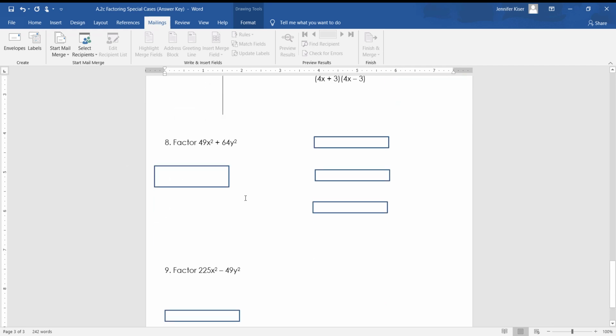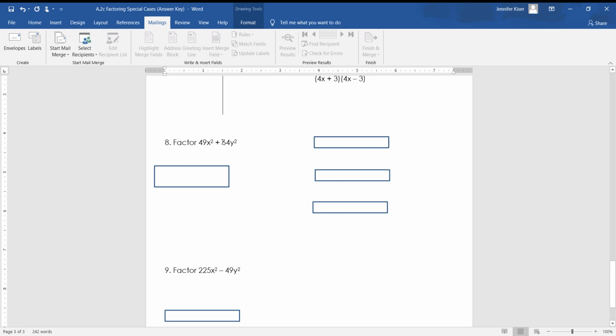So for number 8 here, 49x squared plus 64y squared. For this one, there's not a GCF you can factor out from both to start. So you can just move on to the other steps there. So I would check to make sure both of these are perfect squares. So 49x squared, that would be 7x squared, which will give you the 49x squared there. And then 64y squared is a perfect square because that'd be 8y.